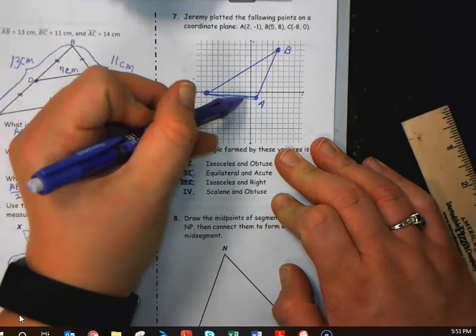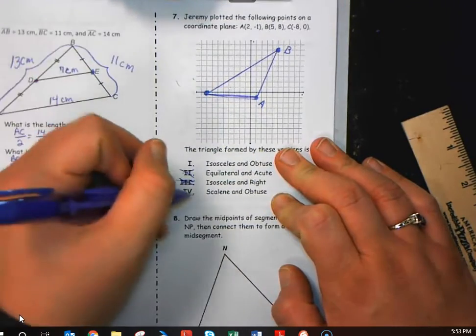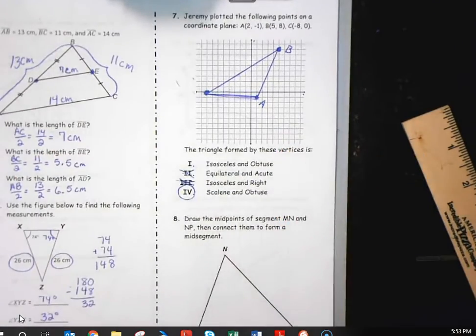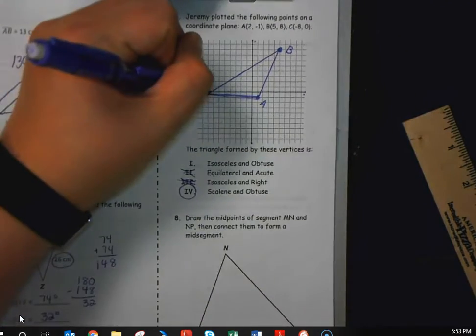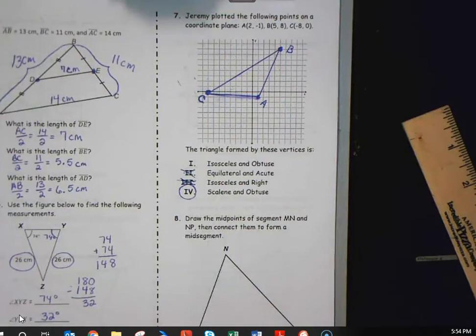All right, so let's see. It looks like it's going to be scalene, because those sides are not the same size. I also forgot to label point C. Sorry about that, guys. So it's going to be scalene and obtuse. All right, let's go ahead and move on.